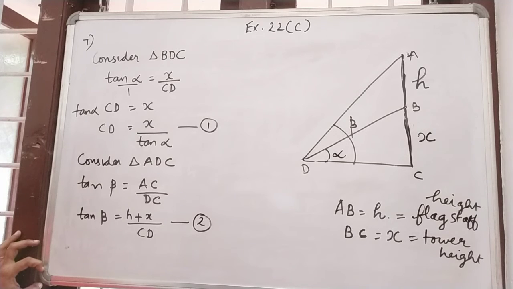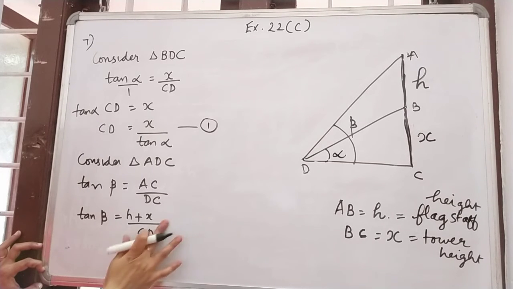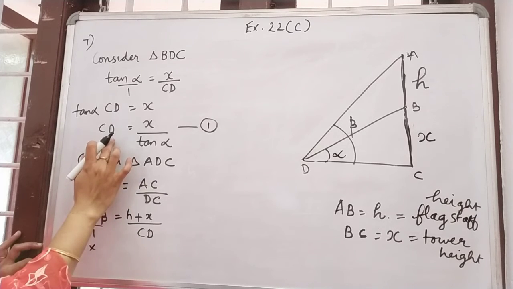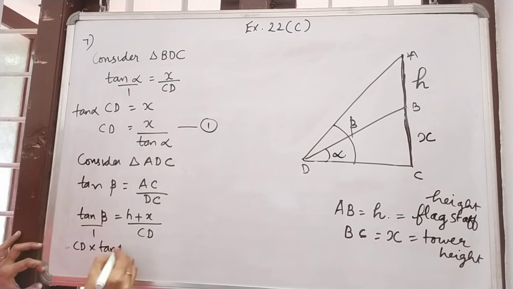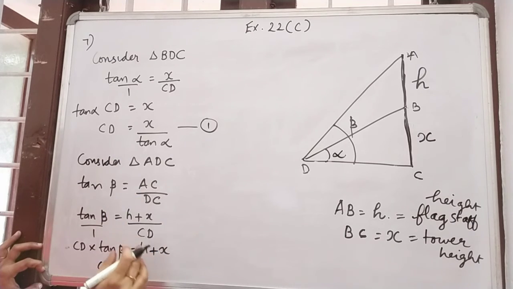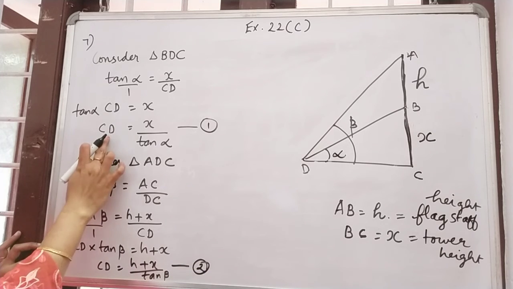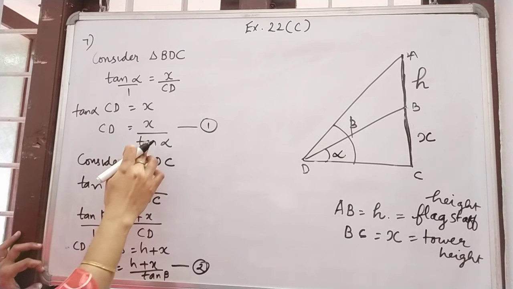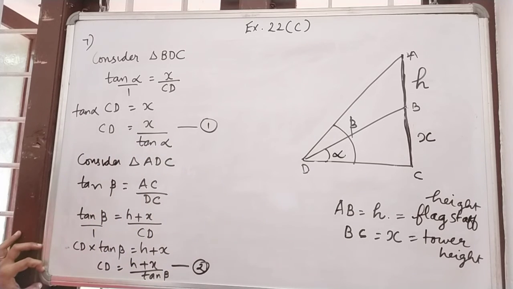Let us take CD from here, and make this equation number 2. If we cross multiply, CD into tan beta is equal to h plus x, because we have CD in the first equation too. So CD is equal to h plus x divided by tan beta. Let it be equation number 2. In equation 1 the left side is CD, and in equation 2 the left side is also CD. Since the left sides are equal, we can equate the right sides.